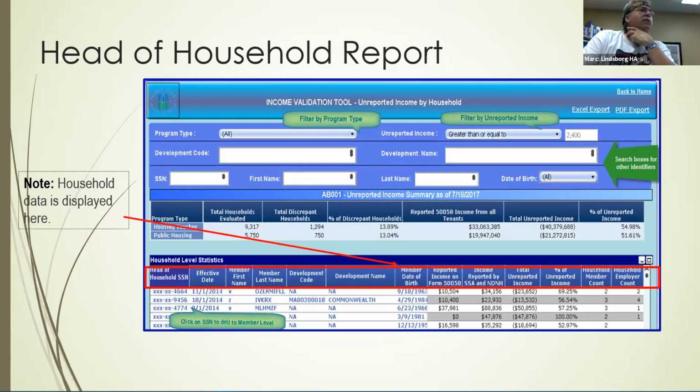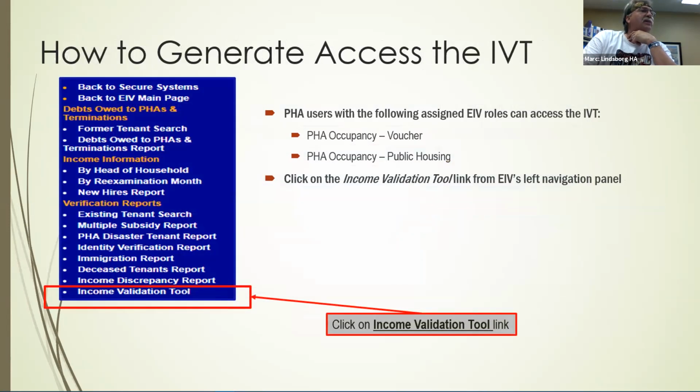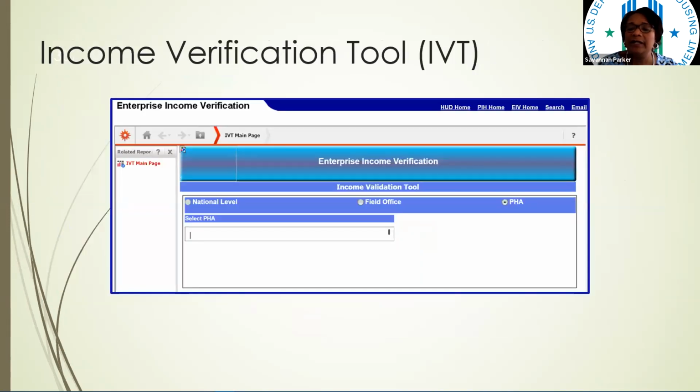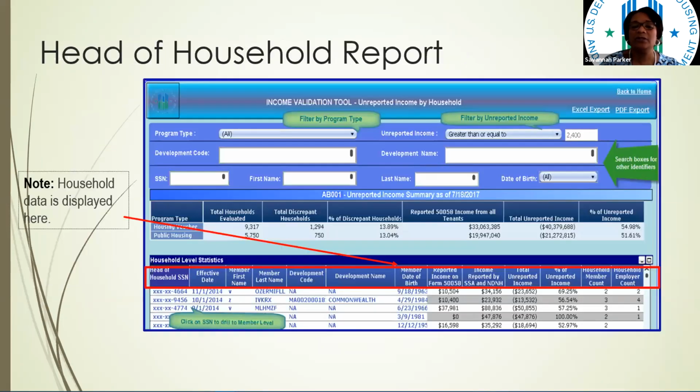I see income information by head of household, by reexamination month, by new hires. It should be under verification reports. Okay, there. Income validation tool. Yep. So click on that, and once you put in your PHA code and click on Get Report, this is what the screen will look like when it comes up. Okay, now I'm seeing the same thing.